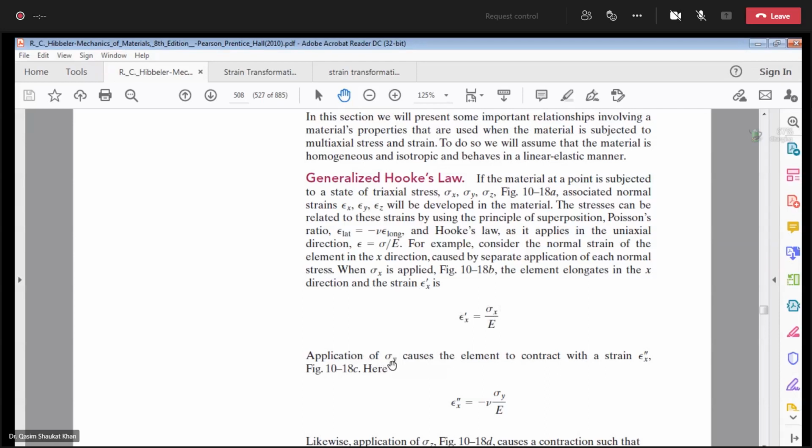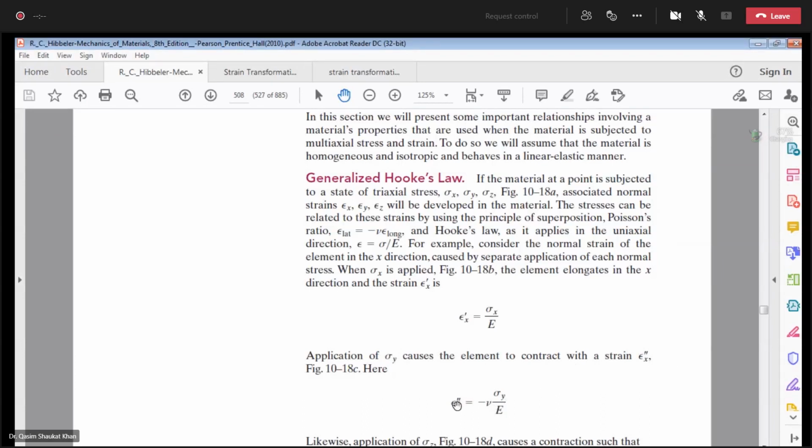Now application of sigma y. Sigma y is the normal stress in the y direction, so it will produce a normal strain in the y direction, that is epsilon y. Now sigma y is tensile stress, it will produce tensile strain epsilon y, but in the lateral direction we will have negative effect. ठीक है जी, अगर along the longitudinal axis it is producing elongation, then in the lateral direction it will produce contraction. So application of sigma y causes the element to contract with a strain epsilon x double dash. उसको उस lateral strain को represent किया है epsilon x double dash. So epsilon x double dash due to sigma y is sigma y over E is epsilon y times the Poisson ratio times the negative sign.